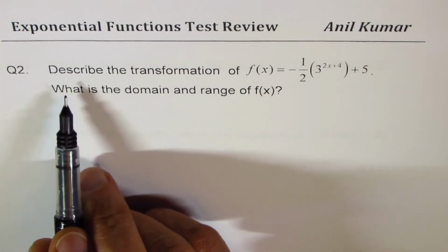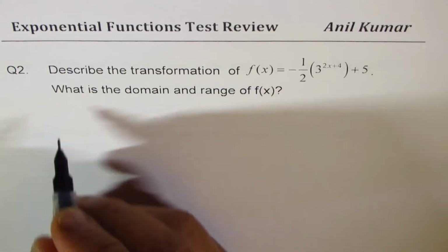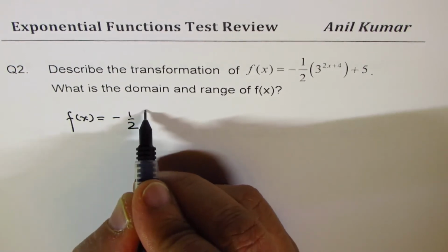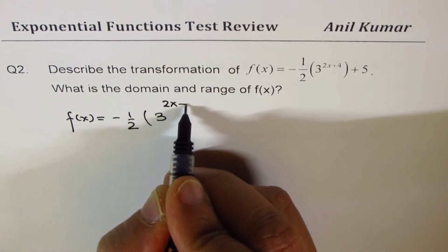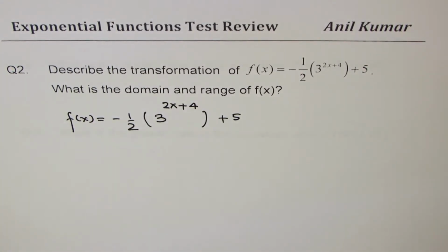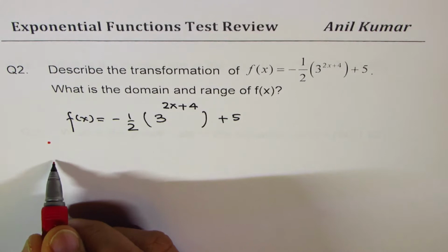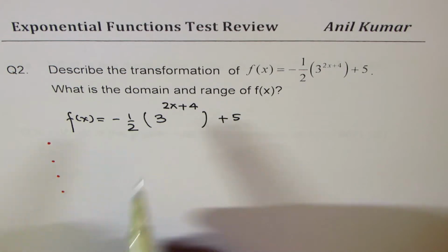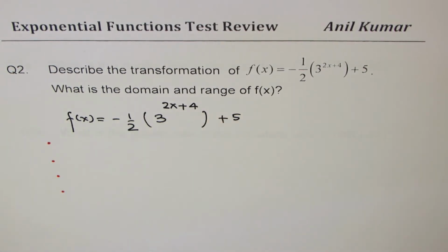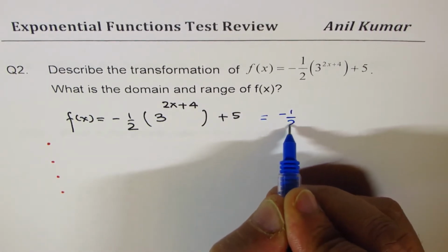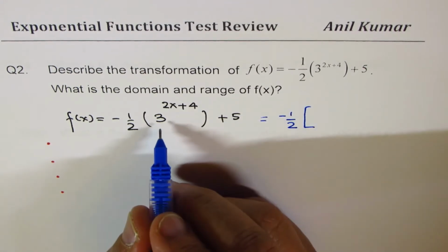Straightforward knowledge-based question. Describe the transformation of the function f of x equals negative half times 3 to the power of 2x plus 4, plus 5, right? Now that should be simple. There is not much difficulty in answering this question. So let's write down the points about its transformation. It is important to note that whenever you have a function given in this form, you should rewrite it first. If you haven't done so, you run the risk of writing a wrong answer.